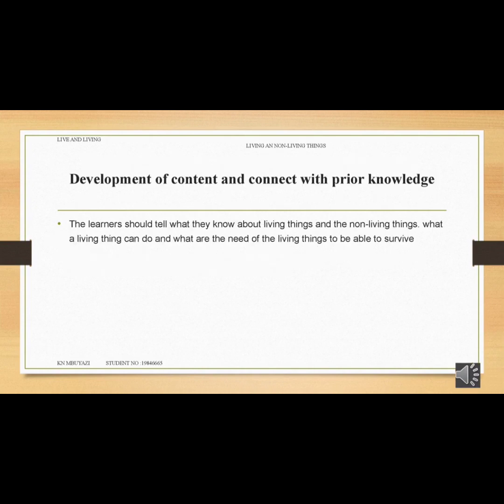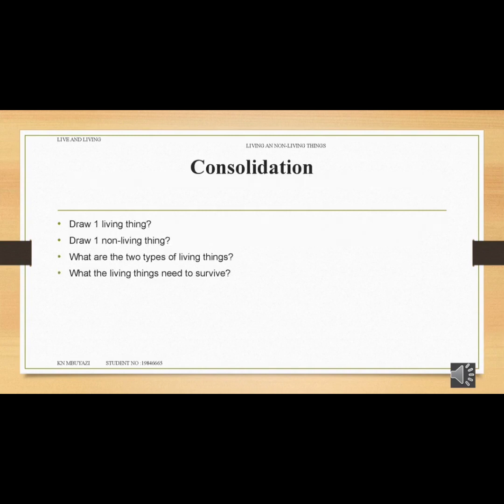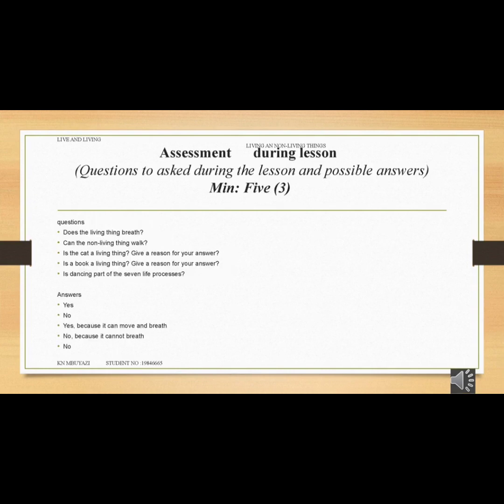Development of content and connects with prior knowledge. The learners should tell what they know about living things and non-living things, what the living thing can do and what is needed for living things to be able to survive. Consolidation. Draw one living thing, draw one non-living thing. What are the two types of living things? What do living things need to survive?